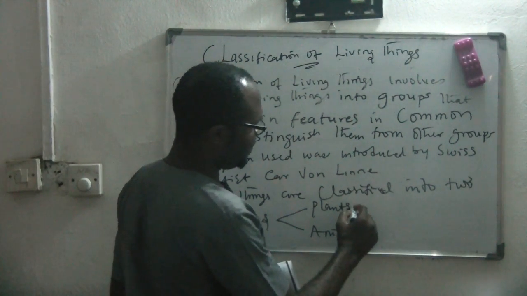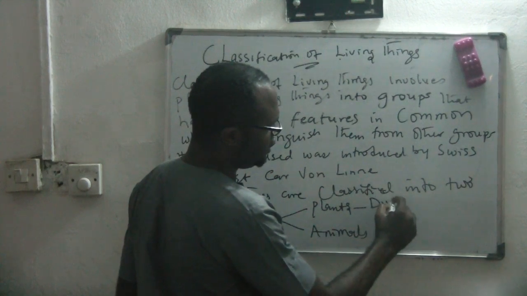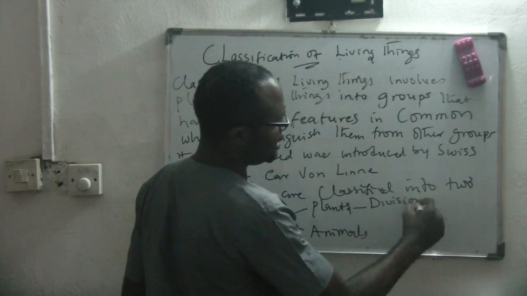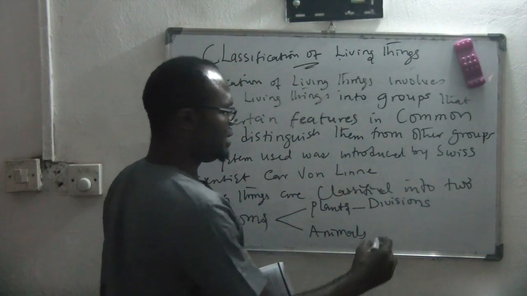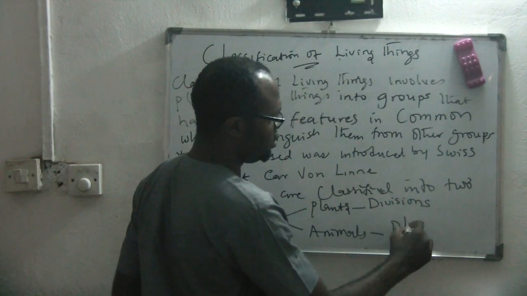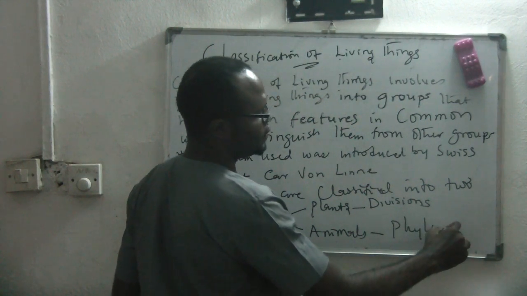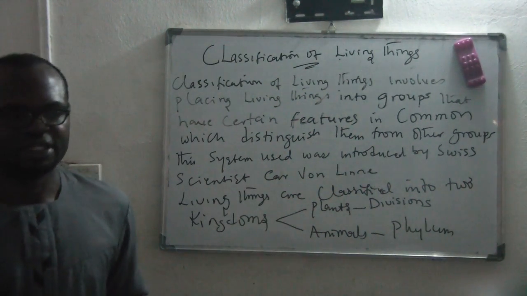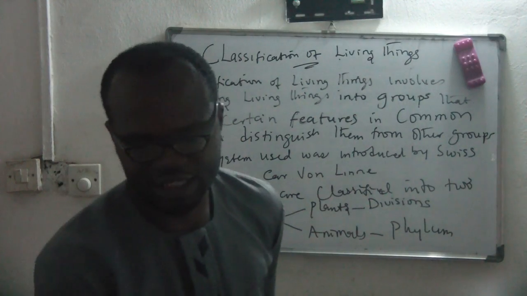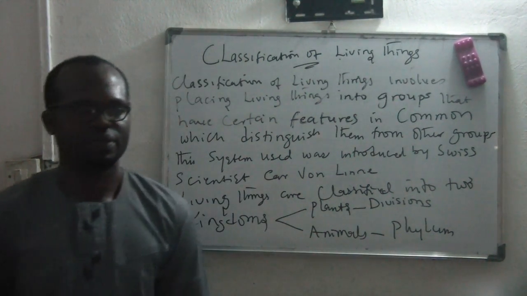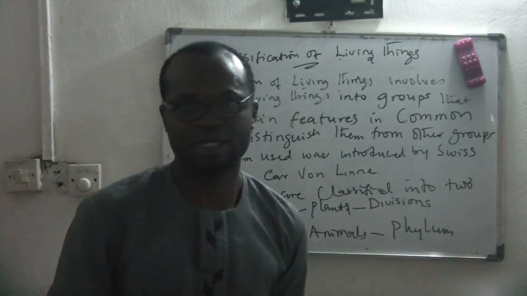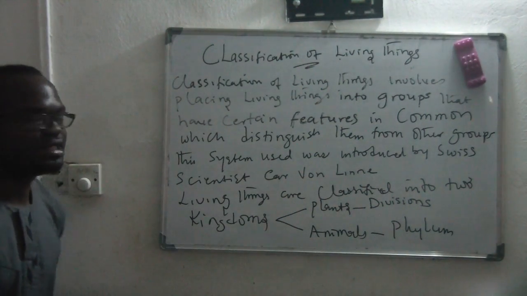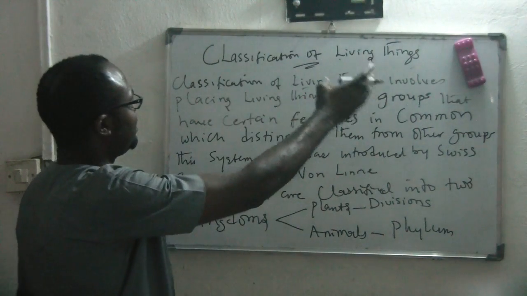Then the plants have what we call divisions, whereas the animals have what we call phylum. Then from there it goes down to other classification, which I'm going to illustrate with the next diagram that I'm going to draw.